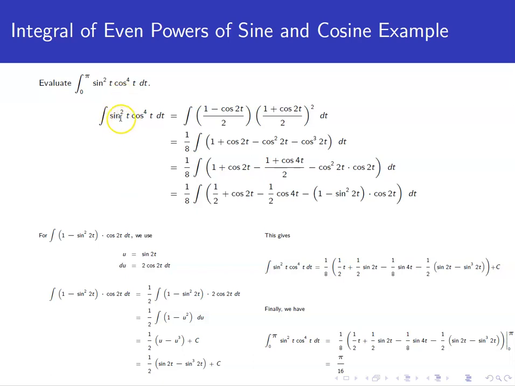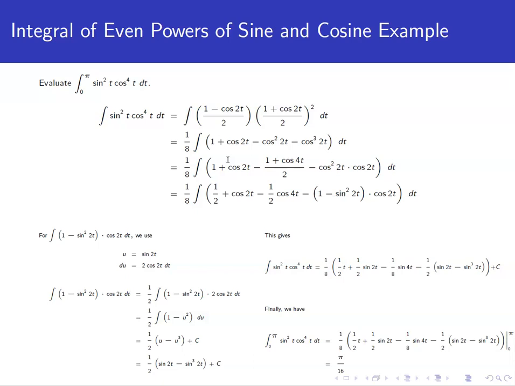We can replace sine squared t with 1 minus cosine 2t over 2. We can replace cosine squared t with 1 plus cosine 2t over 2. And rewrite cosine to the fourth t as cosine squared squared, and that's where this extra squared comes from. So if you go through all the algebra and multiply all this out, you'll get a 1/8 for your constant. You can move it out in front. You'll get a 1 plus cosine 2t minus cosine squared 2t minus cosine cubed 2t dt.